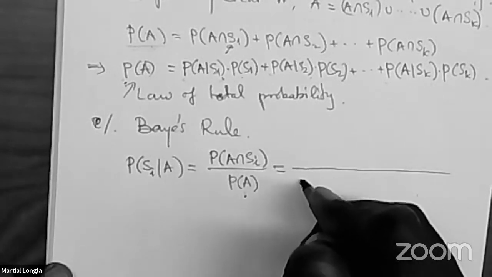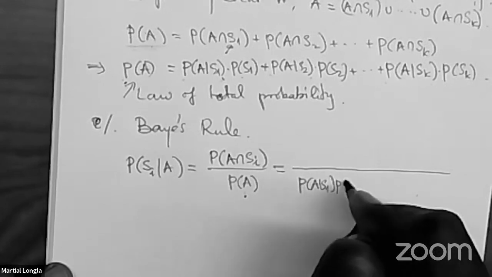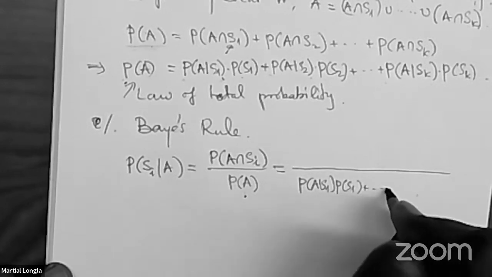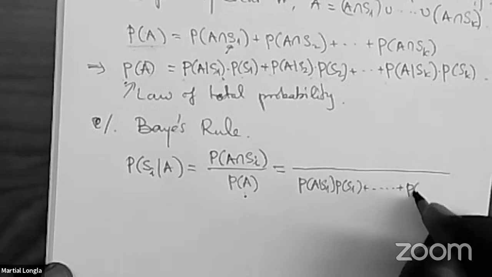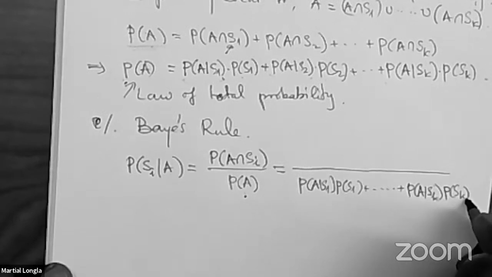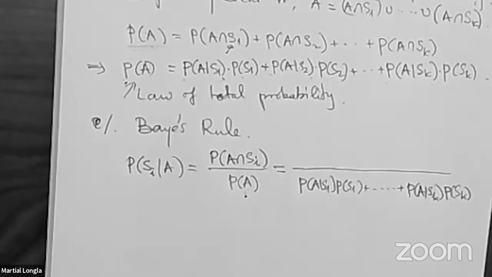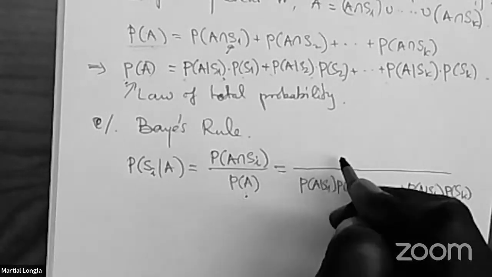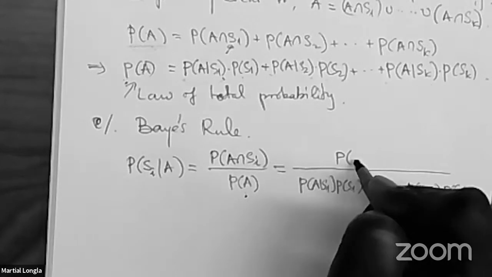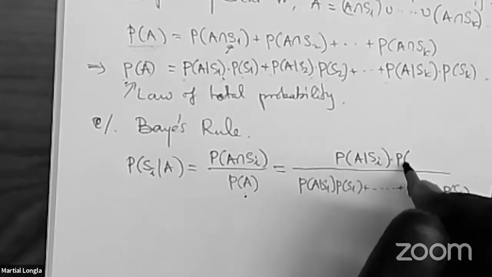So we say that it's P of A given S1 times P of S1 plus ... P of A given Sk times P of Sk. That's P of A using the law of total probability. And then on top, you use the conditional probability of A given Si times probability of Si.